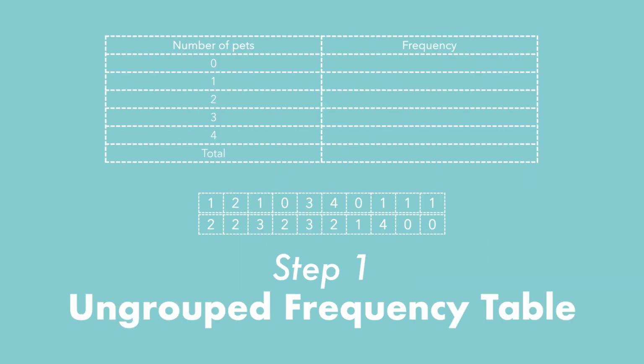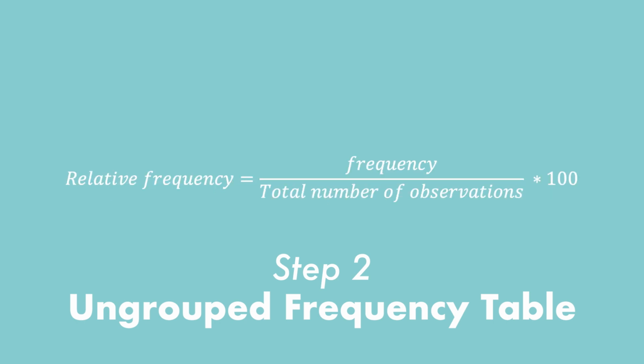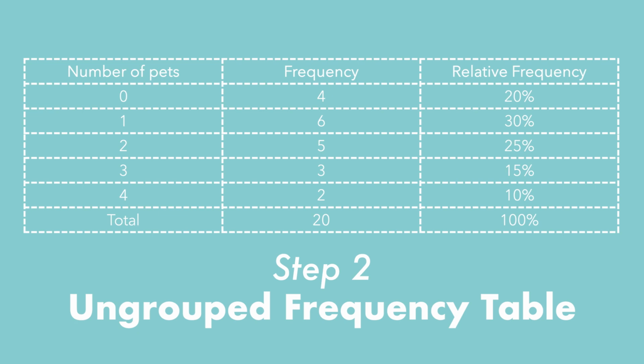Step 1. List the set of possible values and then count the number of results for each individual value. Step 2. The third column is the relative frequency column. Here we add the relative frequency of each row. The formula is frequency divided by the total number of observations multiplied by 100. The relative frequency column determines the proportion of the total number of observations associated with each class.